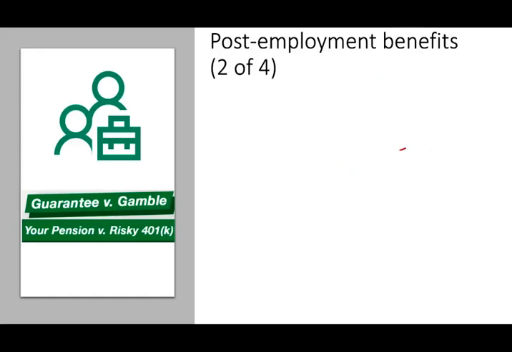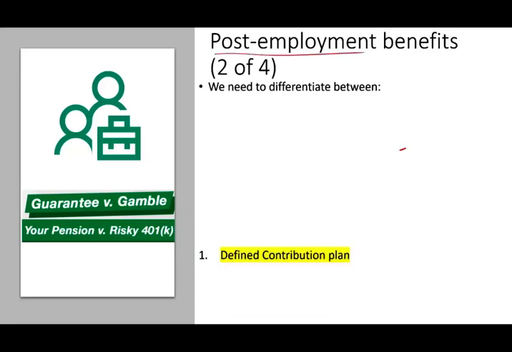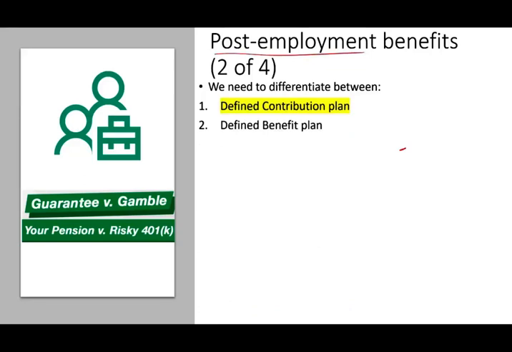Okay, let's go ahead and start with pension. The first thing we need to know about pension is to differentiate between two post-employment benefits. Sorry, I didn't mean to say pension. I meant to say two post-employment benefits. One of them is pension and the other one is not. And those are defined contribution plan and defined benefit plan. Defined benefit plan is the traditional pension. Defined contribution plan is the 401k. So the first thing you want to understand is the difference between a pension and a 401k.